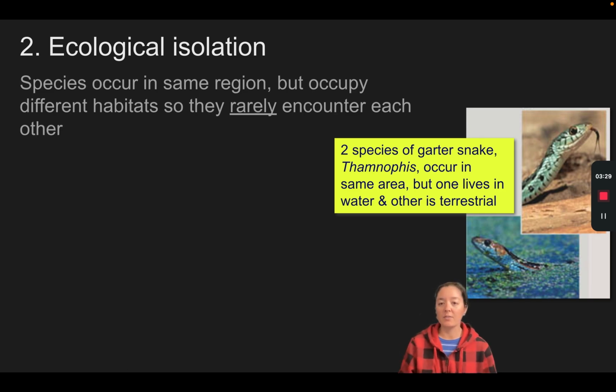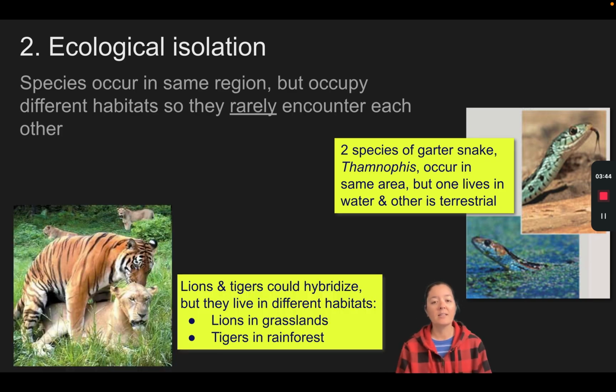One is aquatic and it lives in the water. The other is terrestrial and it lives on land. And due to this difference in their habitats, they don't come into contact very often, so they don't mate with each other. Another example are lions and tigers.